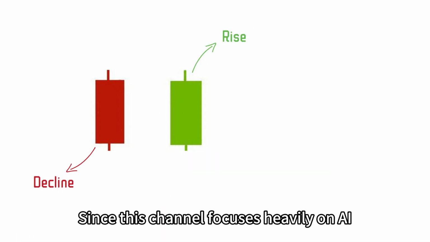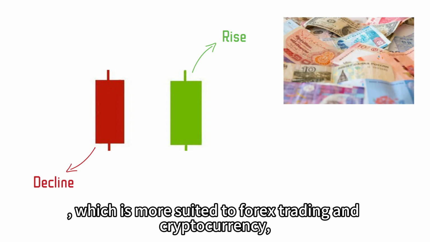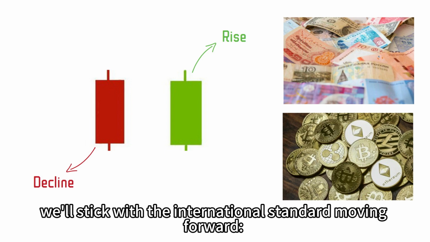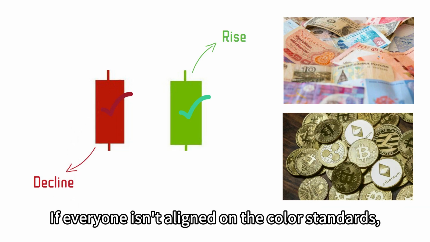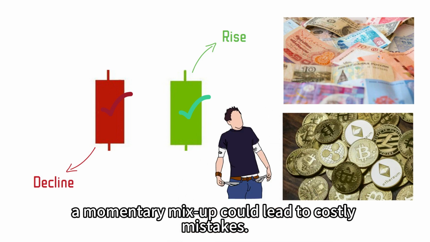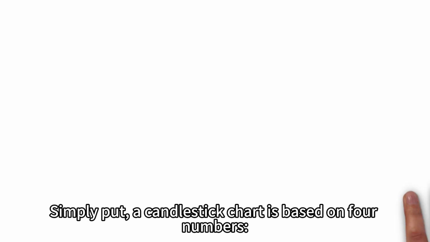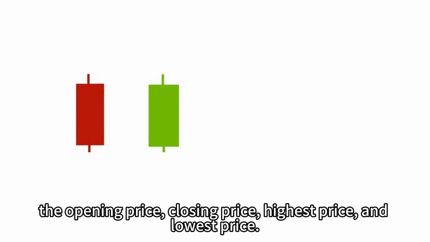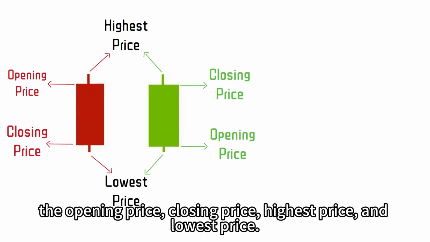Since this channel focuses heavily on AI, which is more suited to forex trading and cryptocurrency, we'll stick with the international standard moving forward. Green represents a rise and red represents a fall. If everyone isn't aligned on the color standards, a momentary mix-up could lead to costly mistakes. Simply put, a candlestick chart is based on four numbers: the opening price, closing price, highest price, and lowest price.